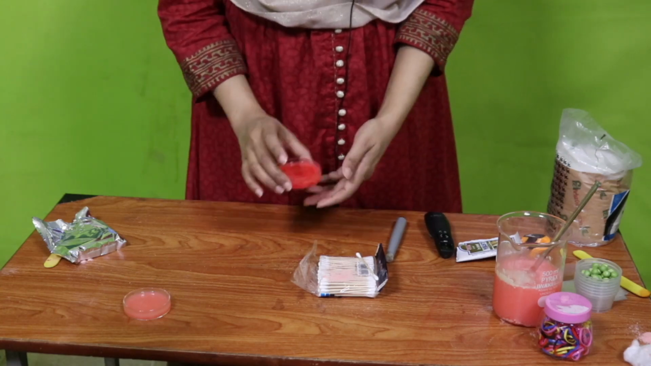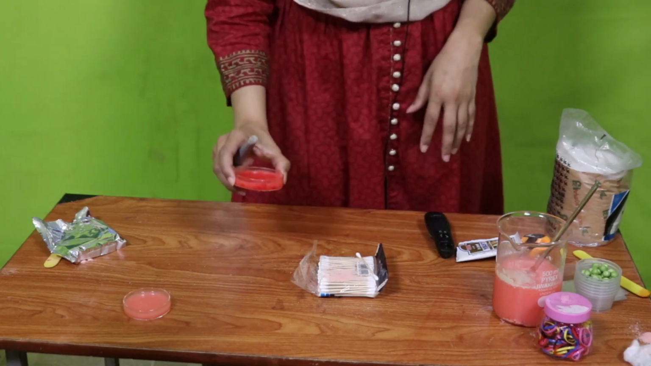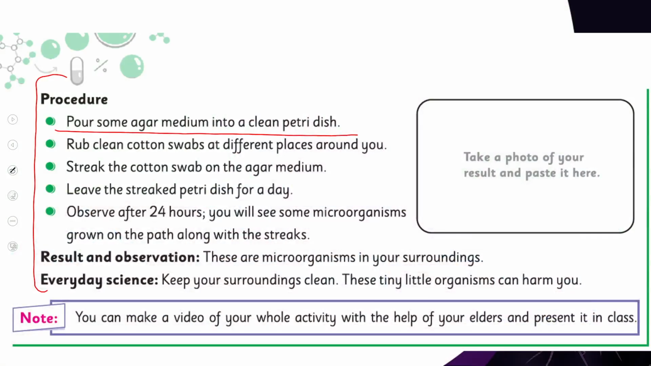So now let's have a look at what procedure we will follow once your agar medium is prepared. So after that, pour some agar medium into a clean petri dish, just like I have put it in.